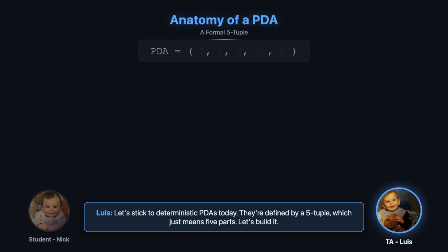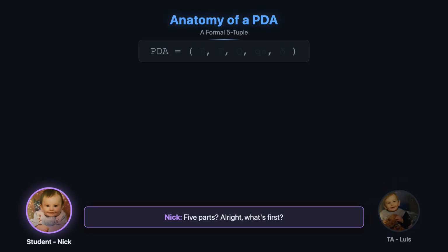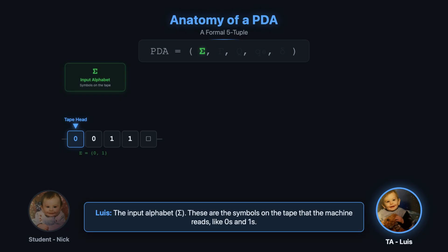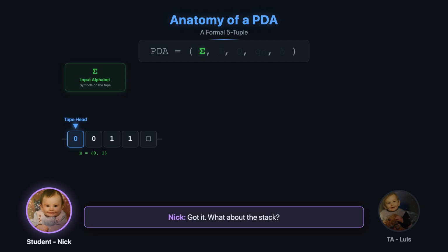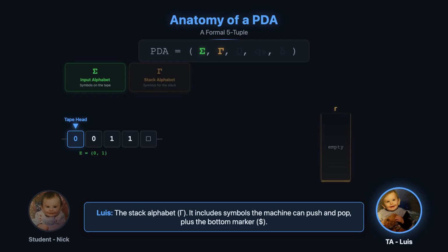Let's stick to deterministic PDAs today. They're defined by a 5-tuple, which just means 5 parts. Let's build one. Five parts. Alright, what's first? The input alphabet. These are the symbols on the tape that the machine reads, like zeros and ones. Got it. What about the stack? The stack alphabet. It includes symbols the machine can push and pop, plus the bottom marker.